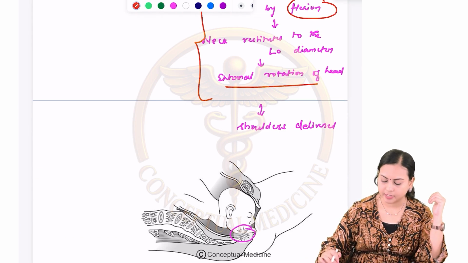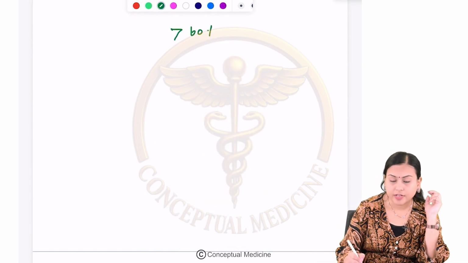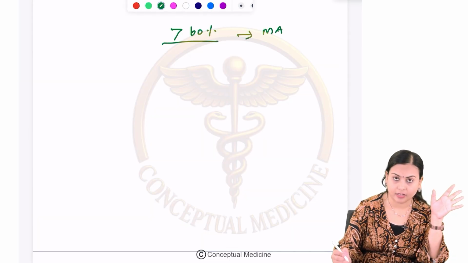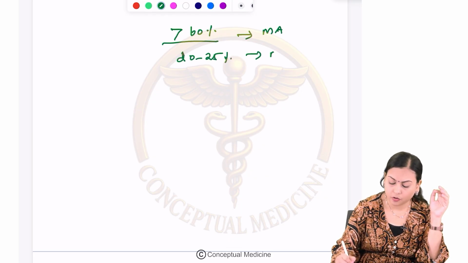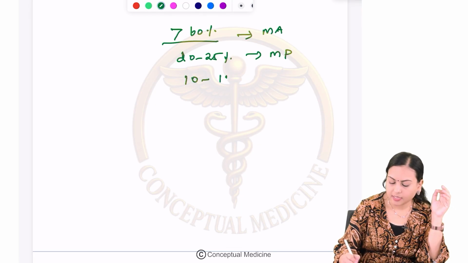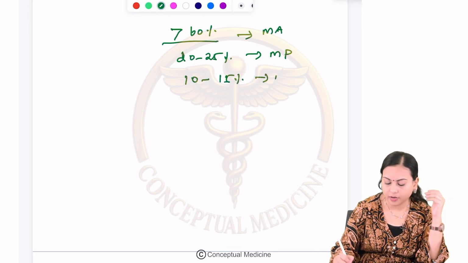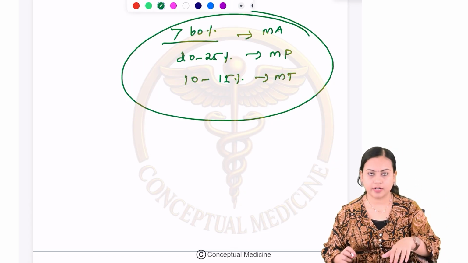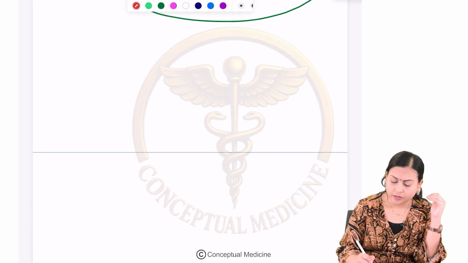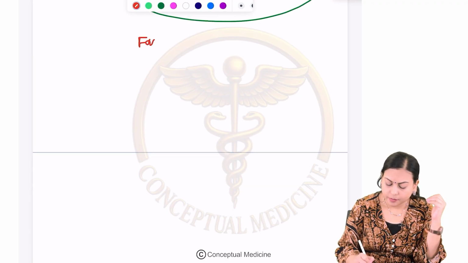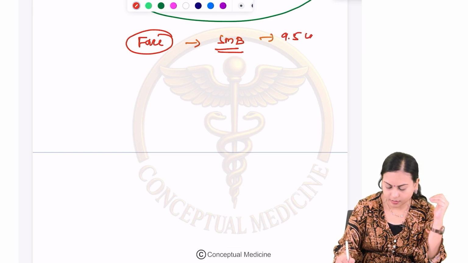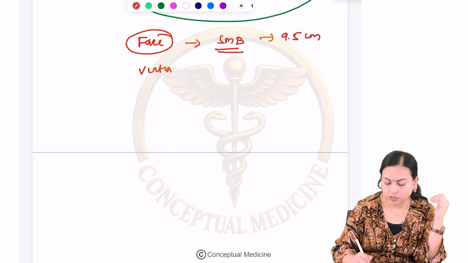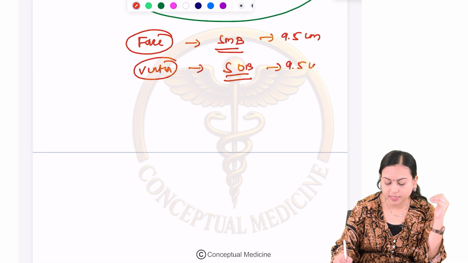Is that clear? Right. But in more than 60% of the cases of face presentations, it is going to be mento-anterior only, and around 20 to 25% of cases will have mento-posterior, and the remaining 10 to 15% of the cases are going to have mento-transverse positions, right? And understand that in face presentation, the presenting diameter is going to be the submento-bregmatic diameter, which is 9.5 centimeters. Whereas in vertex presentation, the engaging diameter is the suboccipito-bregmatic diameter, which is again 9.5 centimeters.